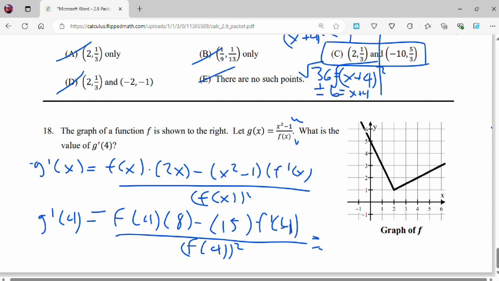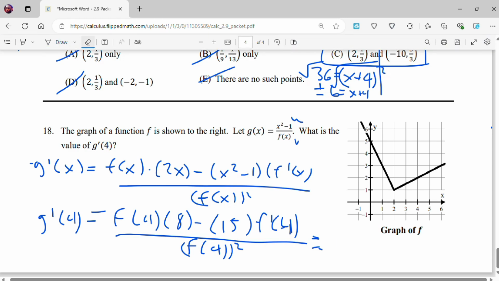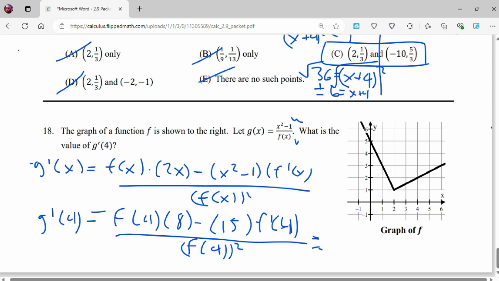So f of 4 is 2 times 8. So I'm going to save some space here. Let's do it straight up. So f of 4 is 2 times 8 is 16 minus 15 times f prime of 4. F prime of 4 is going to be the slope of this line, right? So f prime of 4 is going to be, it looks like 1/2, right? Rise over run. So as x increases 2, y only increases 1. So slope is 1/2.